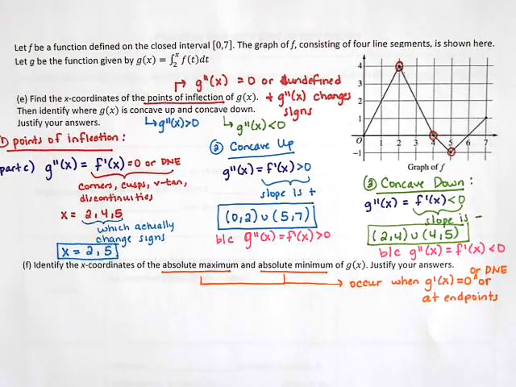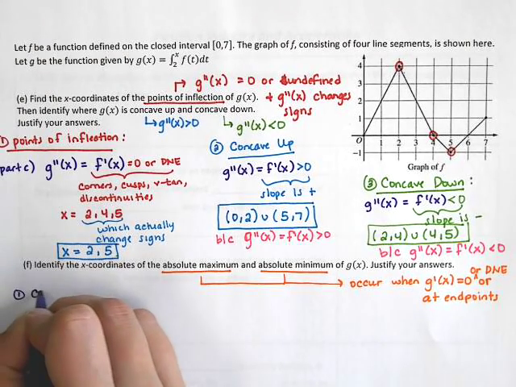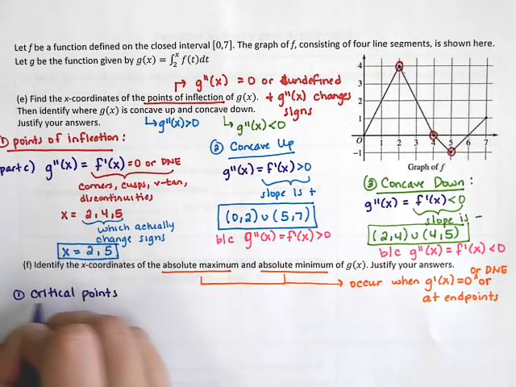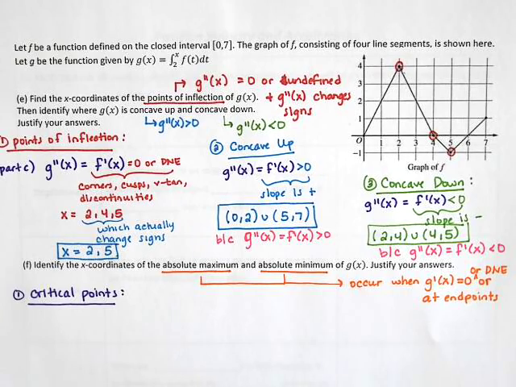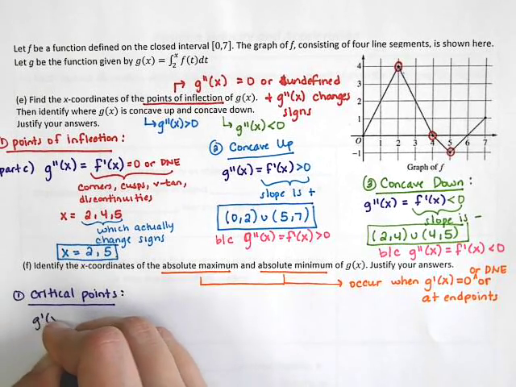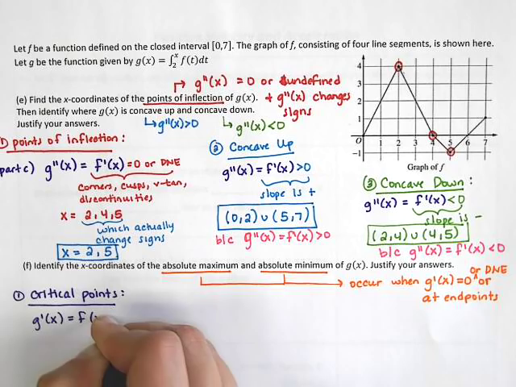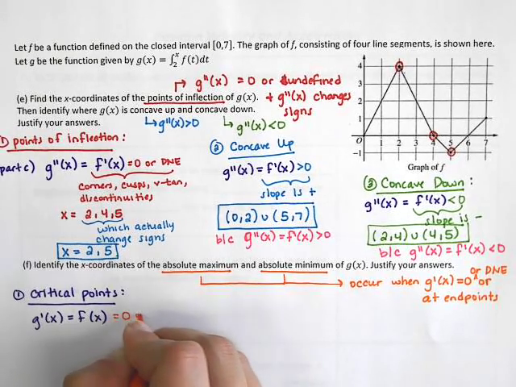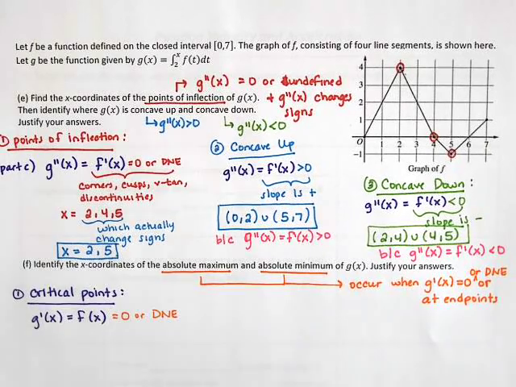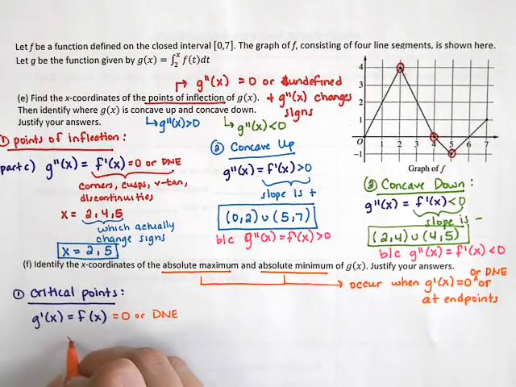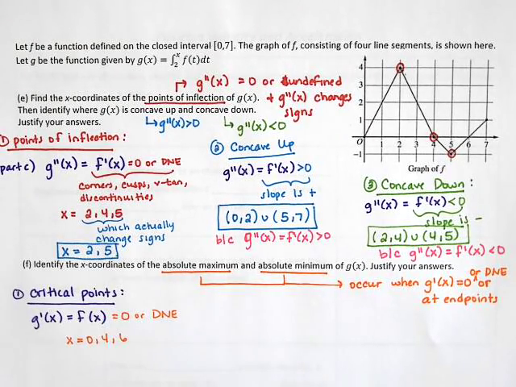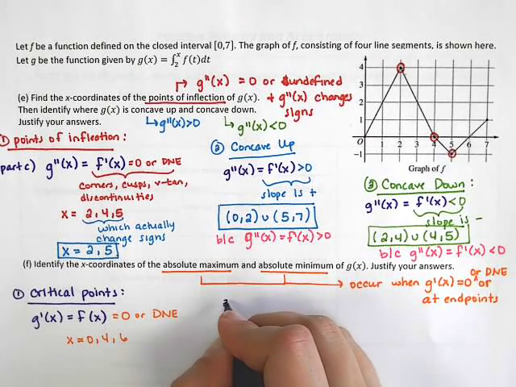Well, if we think about the derivative, so step 1 is to identify the critical points. The derivative of g was just f, which we learned from part B. If I want to know where that is equal to 0 or does not exist, we already did this in part D, and we said that's going to happen at 0, 4, and 6. Then I'm going to make an options chart.